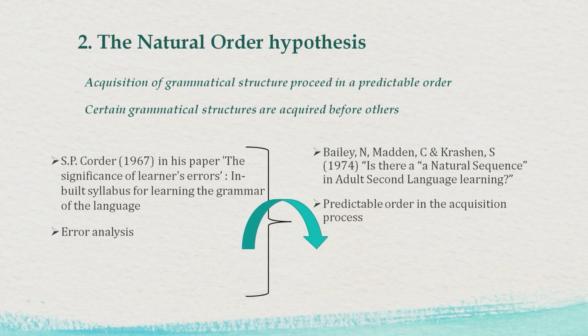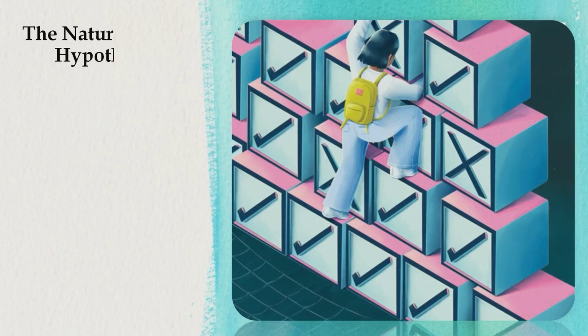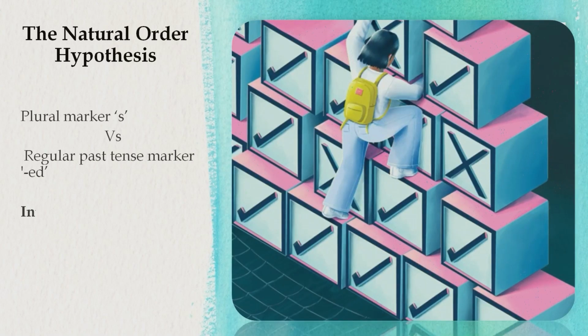And why are we talking about it here? Because he also talked about an inbuilt syllabus for learning the grammar of a language, which was very closely connected to what Krashen and others also talked about based on the natural order hypothesis. Okay, so let's look at an example of the natural order hypothesis.